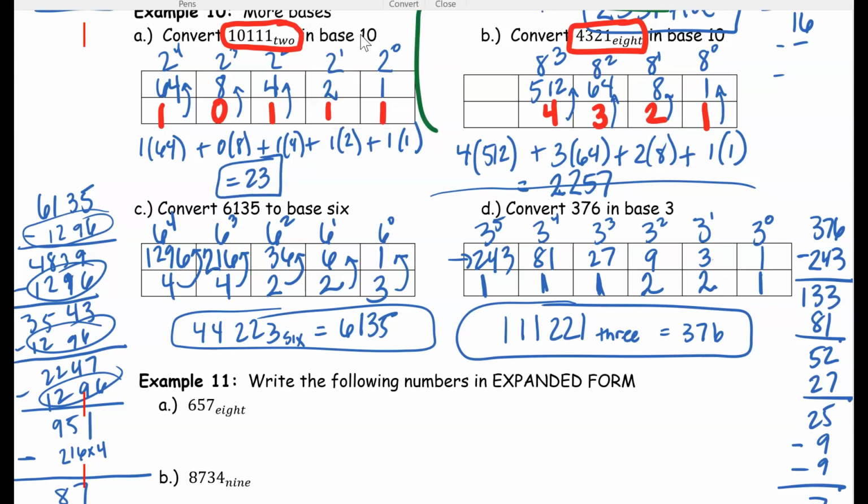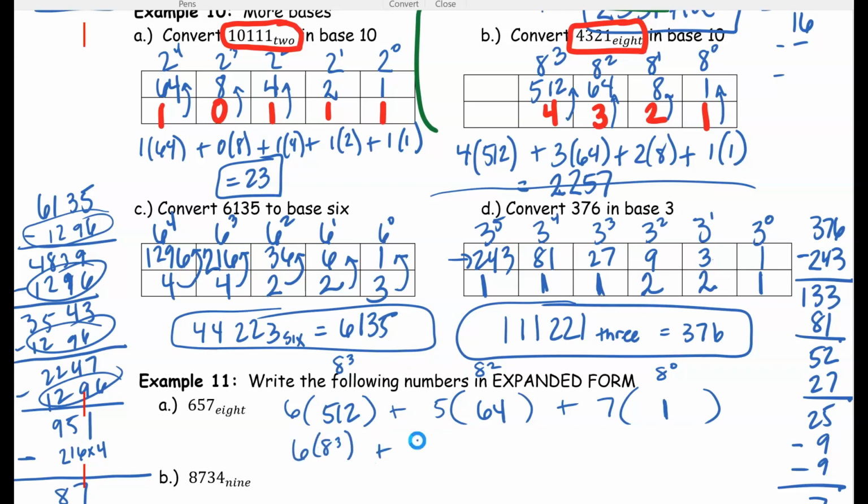All right, so 657 in base 8, I'm just going to write it like this: 6 plus 5 plus 7. And then you want to insert the place values. So start at the right hand side. That's 8 to the 0 power or 1. 8 squared, which is 64, 8 cubed, which is 512. So that would be the expanded form. You could, if you wanted to, write it like this. That's another option. Both are considered expanded form.